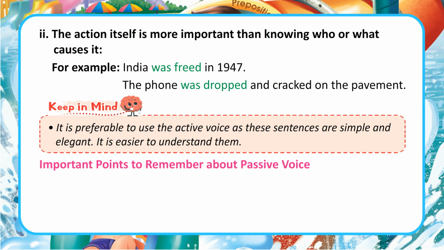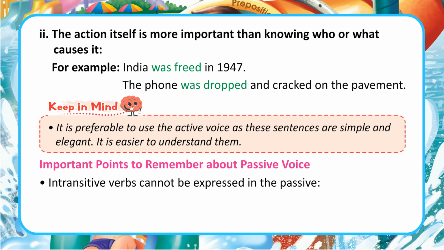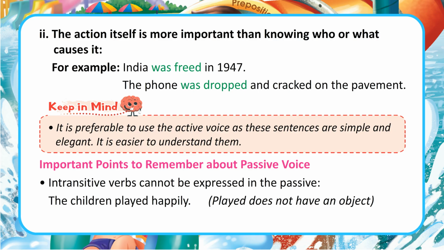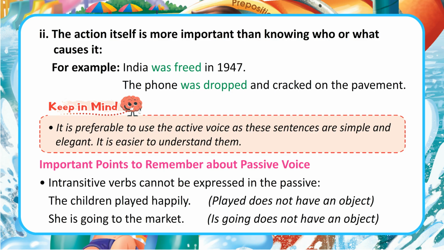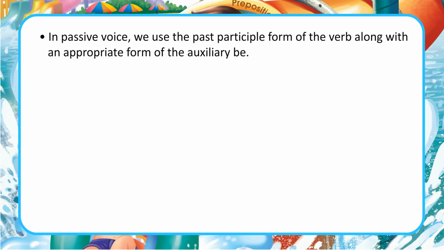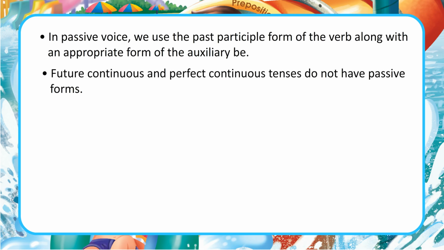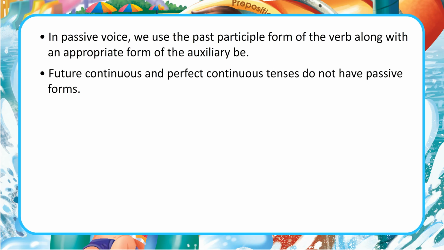Important points to remember about passive voice. Intransitive verbs cannot be expressed in the passive. The children played happily. Played does not have an object. She is going to the market. Is going does not have an object. In passive voice, we use the past participle form of the verb along with an appropriate form of the auxiliary be. Future continuous and perfect continuous tenses do not have passive forms.